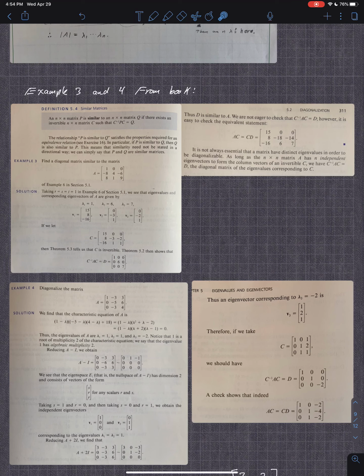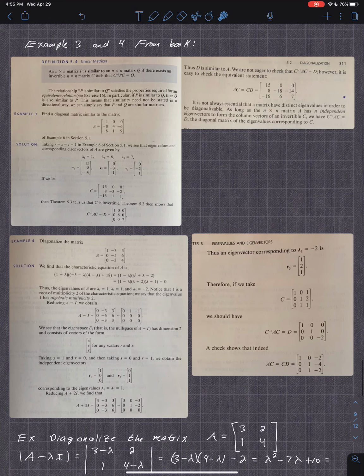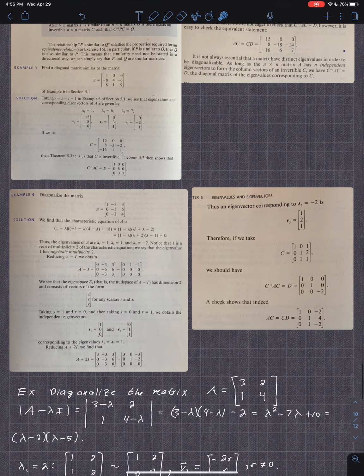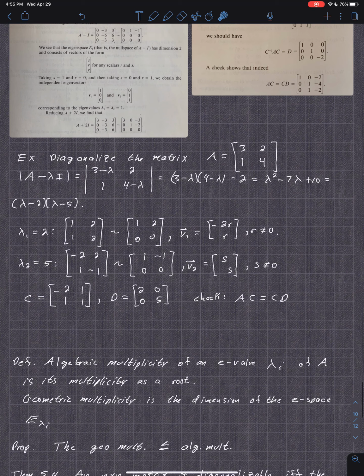Diagonalizing a matrix. Okay, again, how to diagonalize. You need to know how to diagonalize a matrix, so look at those examples. And then I did one here, a small one by hand.